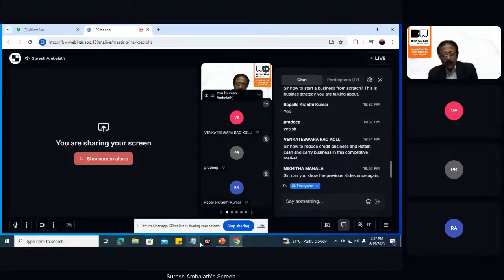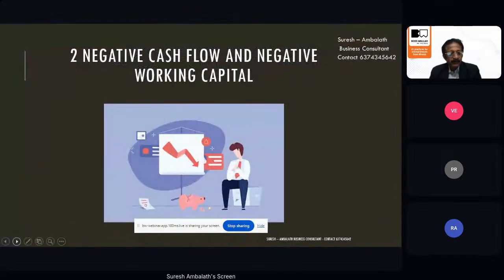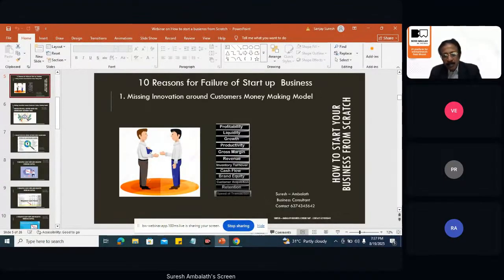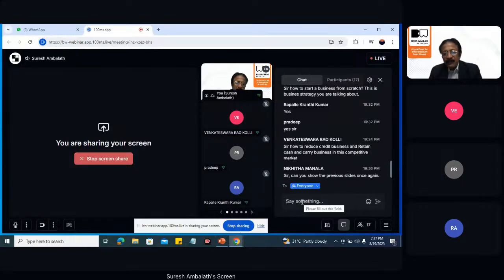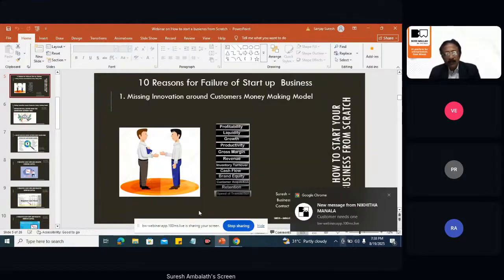Previous slide means which one? I will show. This profitability, missing innovation. Previous slide means which one? That 12 points I told. Nikita, you are asking which previous slide? That 12 point slide. This one. So you can note down.